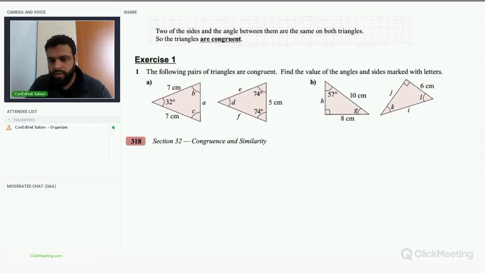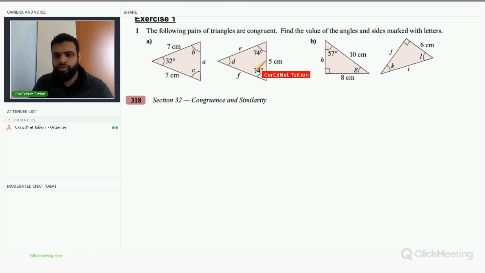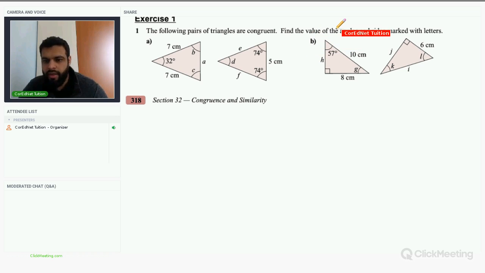Okay, so that was example 1. The following pairs of triangles are congruent. Find the value of the angles and sides marked with letters. So this triangle and that triangle are the same. Because they're the same triangles, you can take the information from this triangle and find out the unknowns from that one, and the information from here, and you can work out the unknowns for this triangle. Yeah. So yes, well done, Maheen. Good. So can you tell me the value of D? Can you answer what the value of D is?